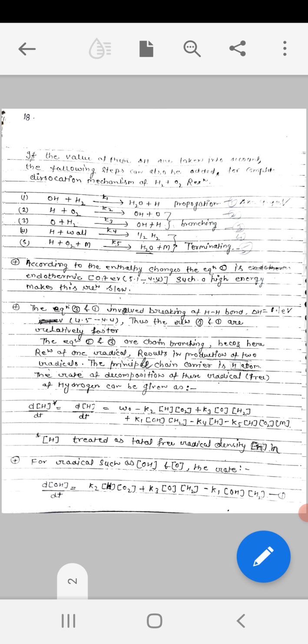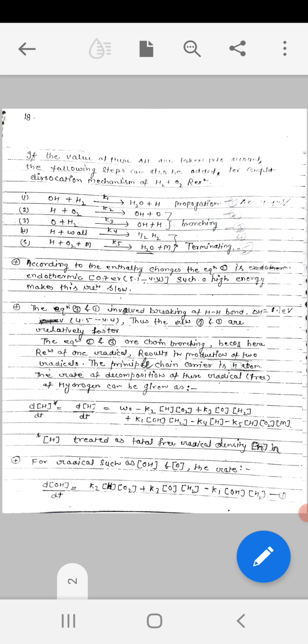Equation 3 and equation 1 involve breaking of the hydrogen bond. Delta H for the reaction is 0.1 electron volt, that is 4.5 electron volt minus 4.4 electron volt. Thus reactions 3 and 1 are relatively faster. Reactions 1 and 3 are relatively faster because the first is a propagation step with breaking of a hydrogen bond, and the third step again involves breaking of a hydrogen bond and formation of an oxygen and hydrogen bond.